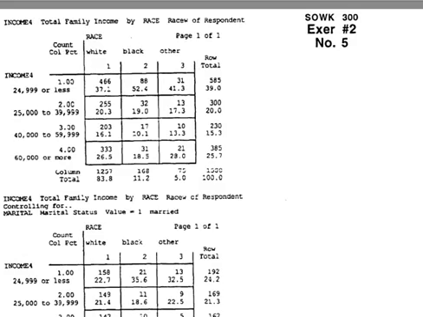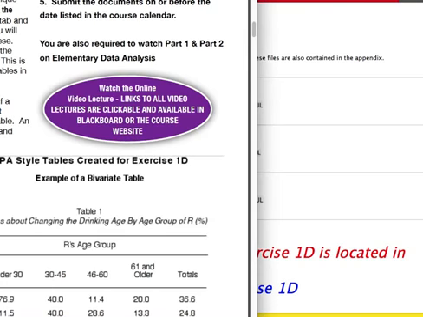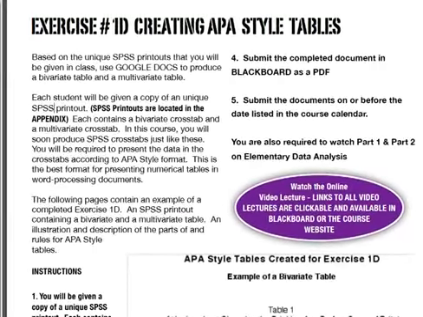Okay, so let me close that out. And once again, you're just going to pick from either of these files and select one of the SPSS data output files to work with. All right, now let me switch over to the book. Exercise 1D consists of creating APA style tables. Like I said, you want to pick out one of the SPSS data files to use.